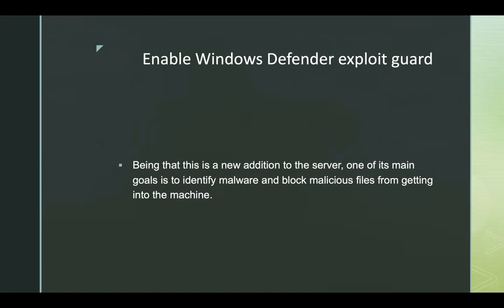One of the main goals of Windows Defender Exploit Guard is to identify malware and block malicious files from getting to the machine. With this, nine times out of ten, you are prevented from coming into contact with any threat because it gets the job done before it could get to the general public.